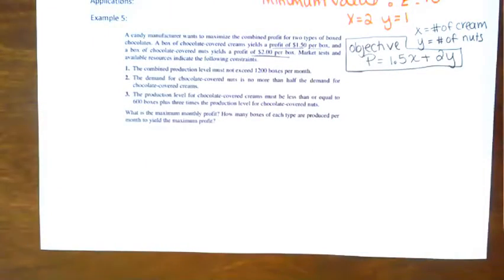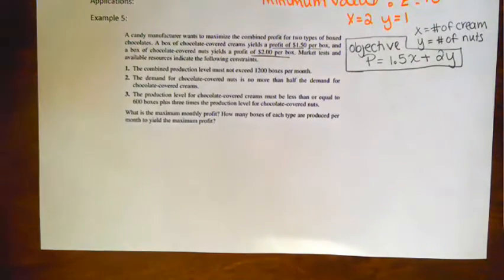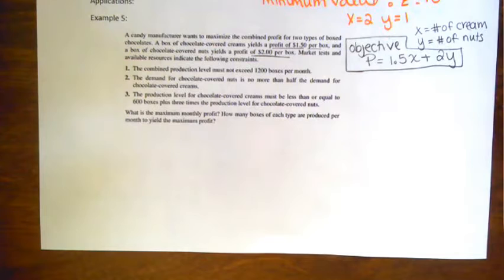Okay, now let's write our restraints, our constraints. The combined production must not exceed 1,200 boxes per month.